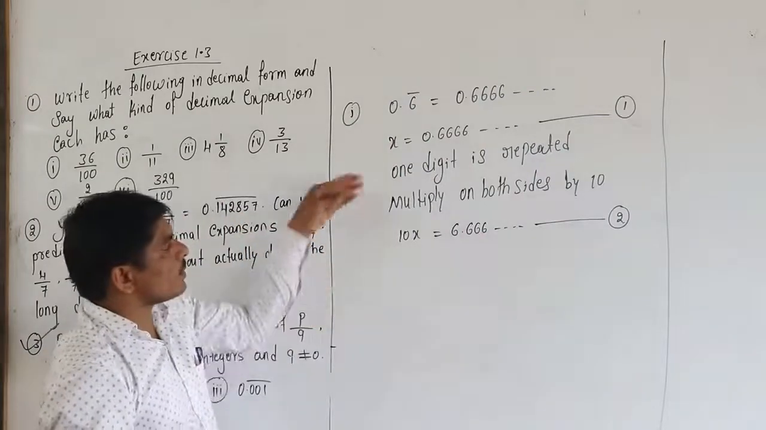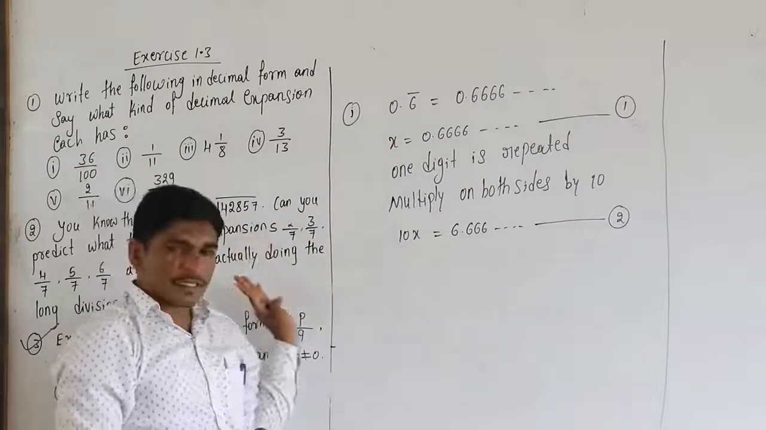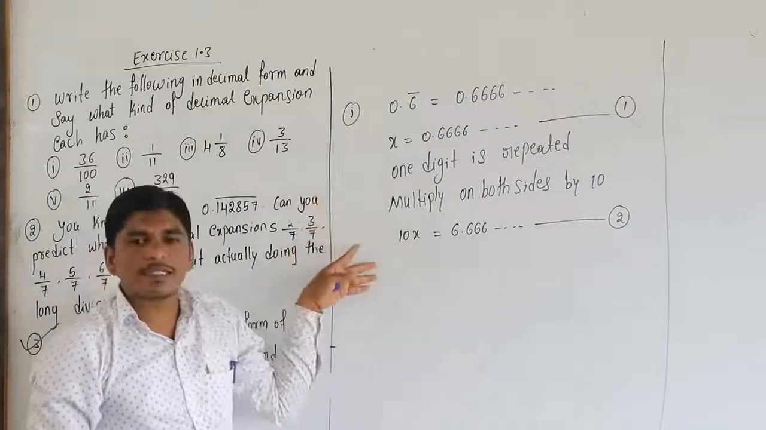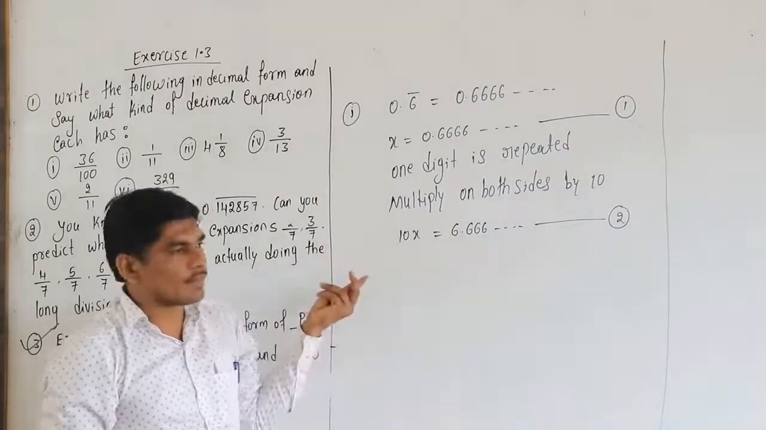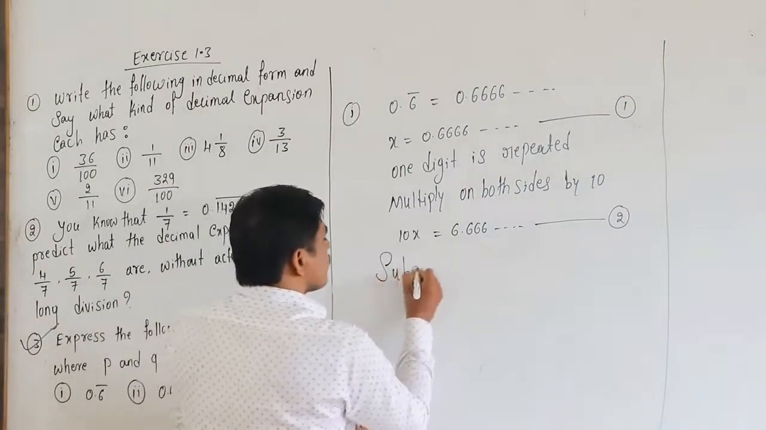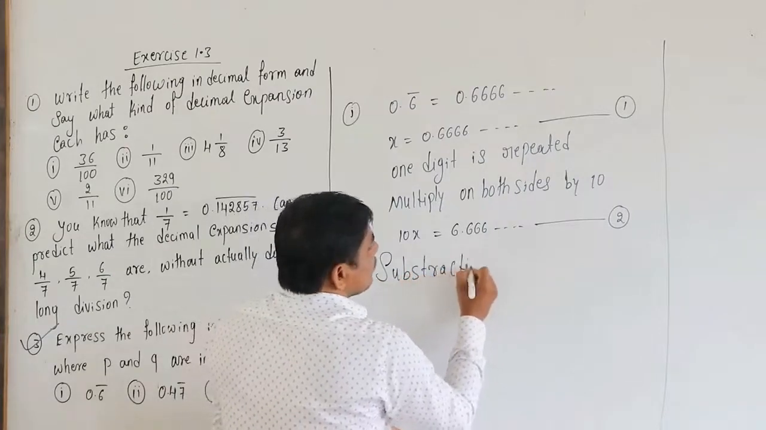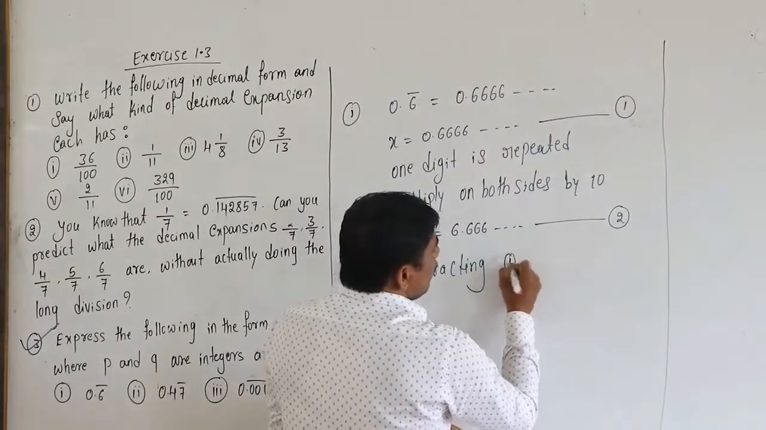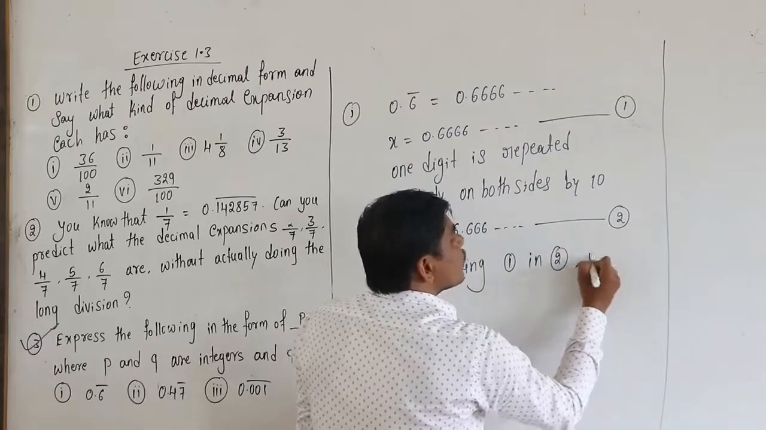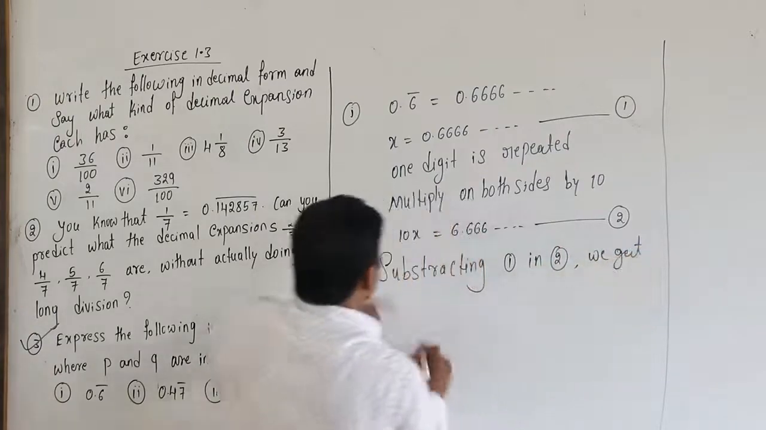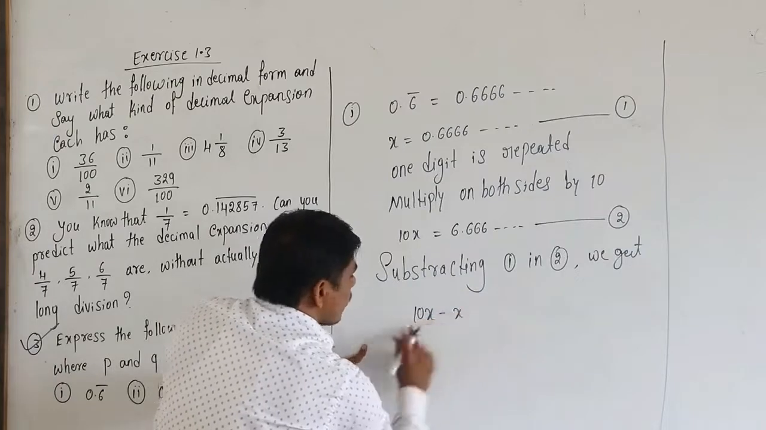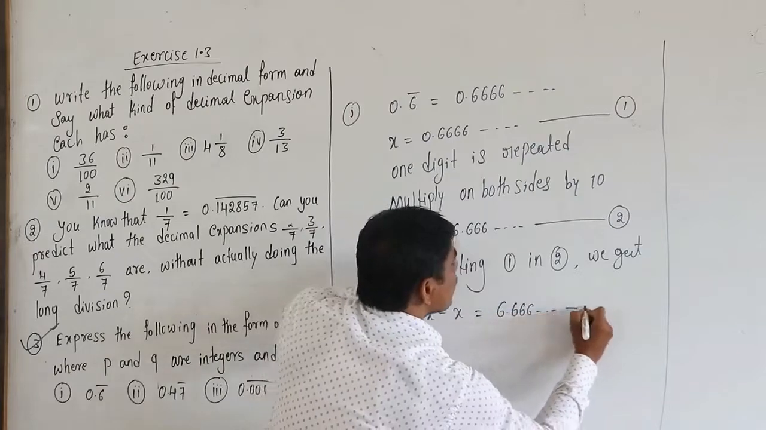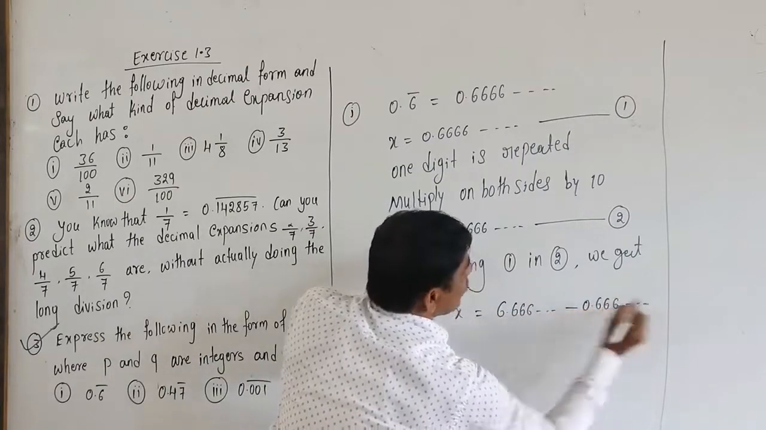Now, observing equation number 1 and 2, here on the LHS side, we observe 10x and x are both like terms. That's why directly you have to subtract. Now subtracting equation 1 from 2, we get 10x minus x is equal to 6.666 and so on, minus 0.666 and so on.